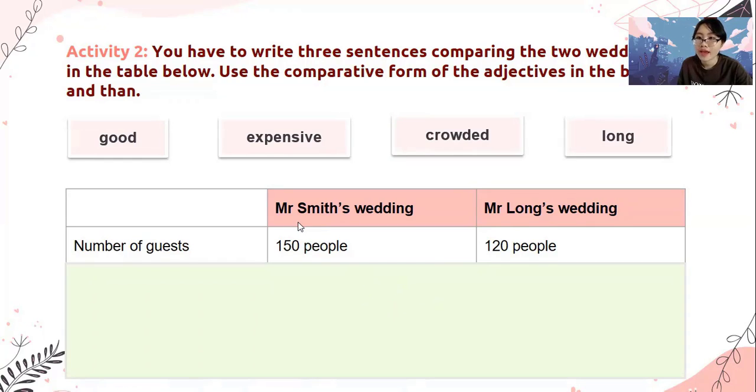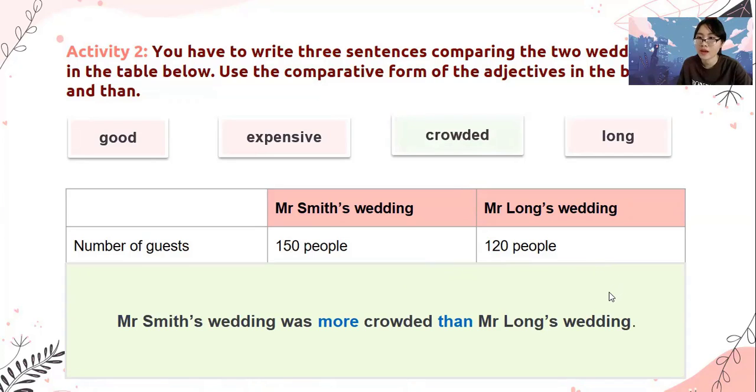You can see that Mr. Smith's wedding had a larger number than Mr. Long's wedding. So which word in the box refers to a large number of people? Thi? Crowded, teacher. Yeah, that's correct. So with the word crowded, we can say Mr. Smith's wedding was more crowded than Mr. Long's wedding. Is it clear, everyone? Yes, teacher. Okay, so you have 2 minutes to complete the rest of the task.